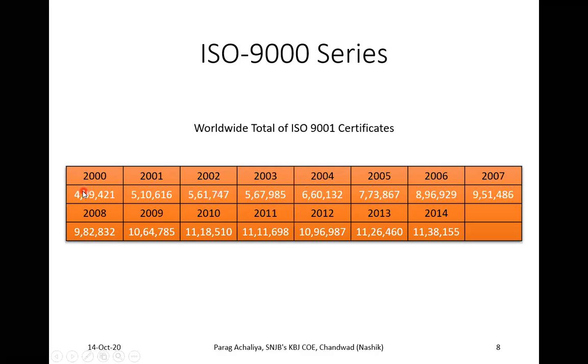In 2000 it was 4 lakh. In 2014 it was 11 lakh. The difference was 7 lakh. These figures are up to 2014. After that the figures are remaining. These are the total certificates distributed under the ISO 9000 series.